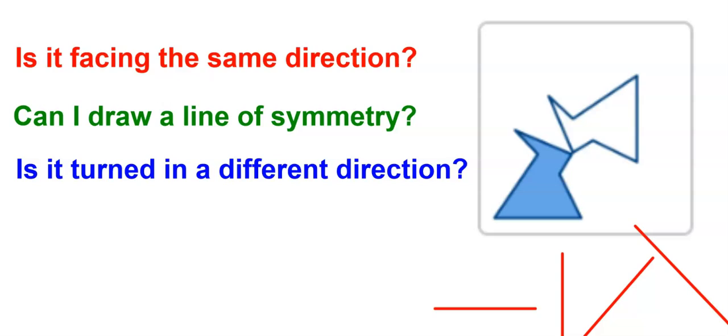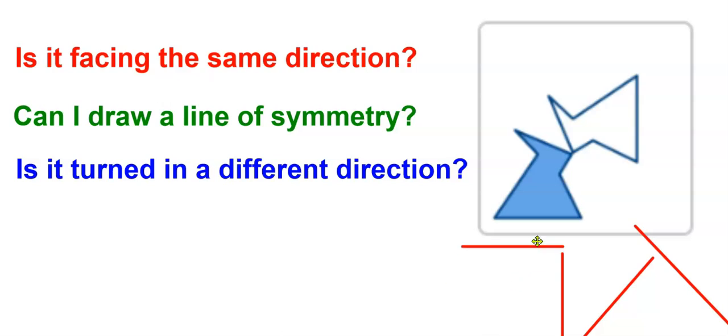Let's take a look at this one. Is it facing the same direction? No. This pointy object is pointing up and left, and now it is pointing in a different direction. So we'll ask ourselves the green question. Can I draw a line of symmetry?